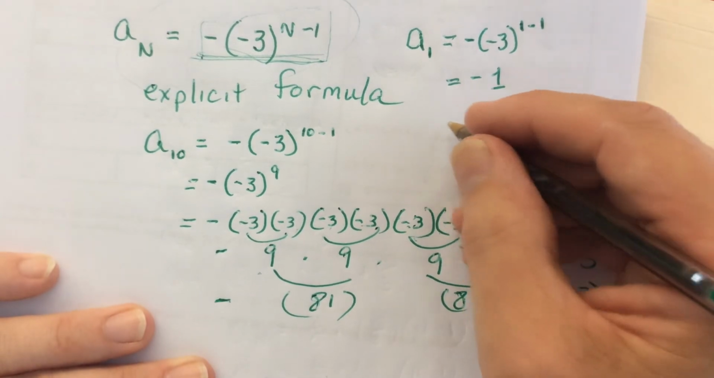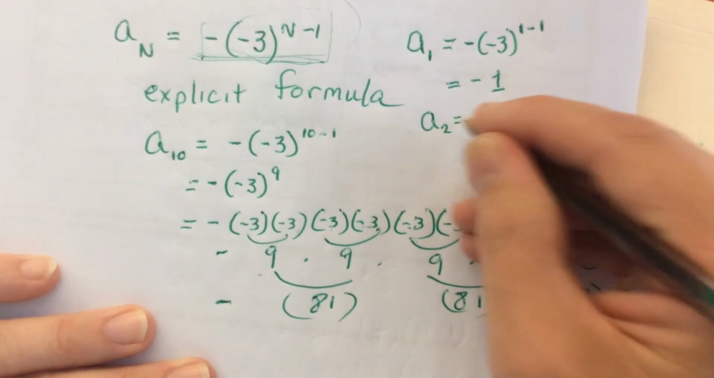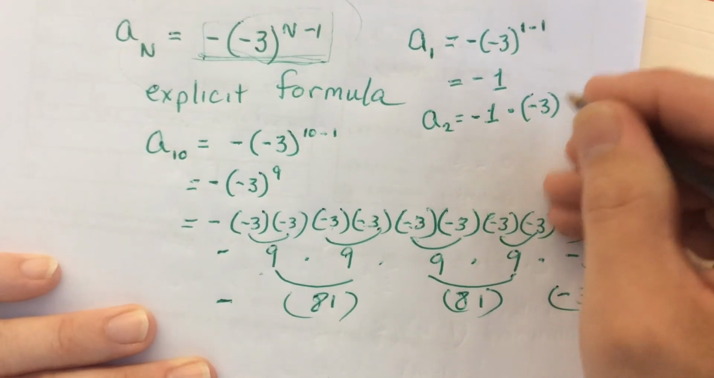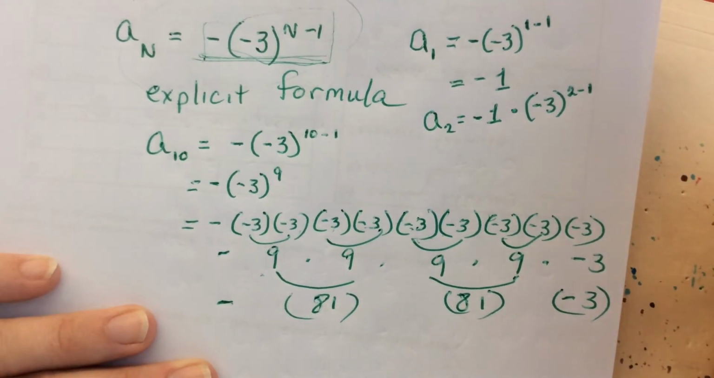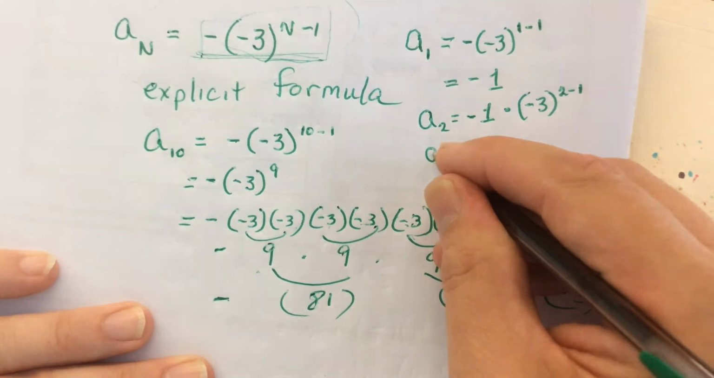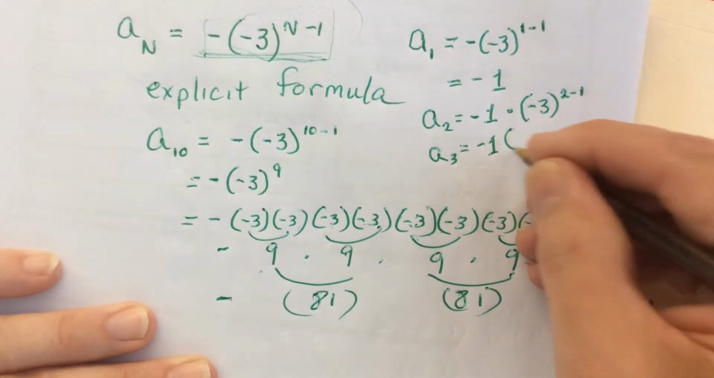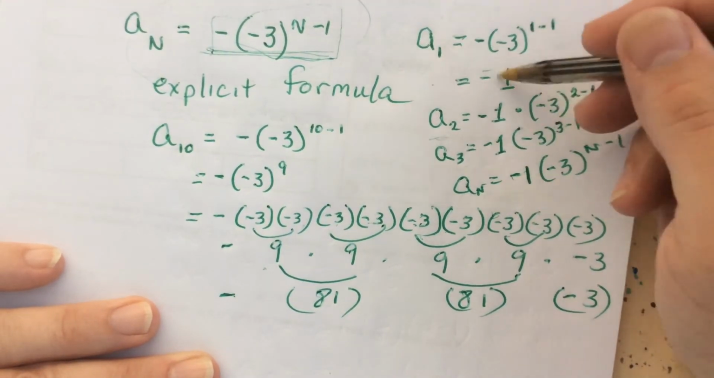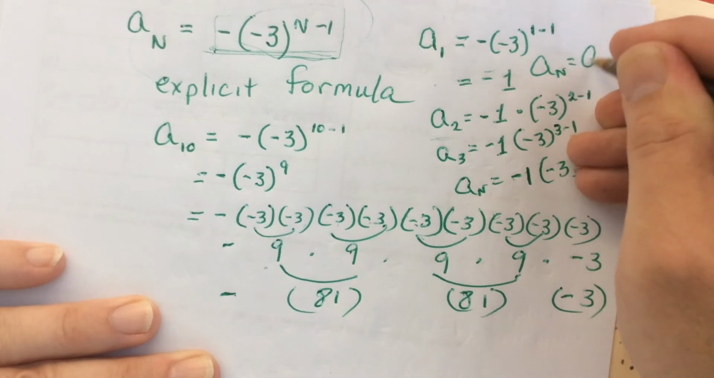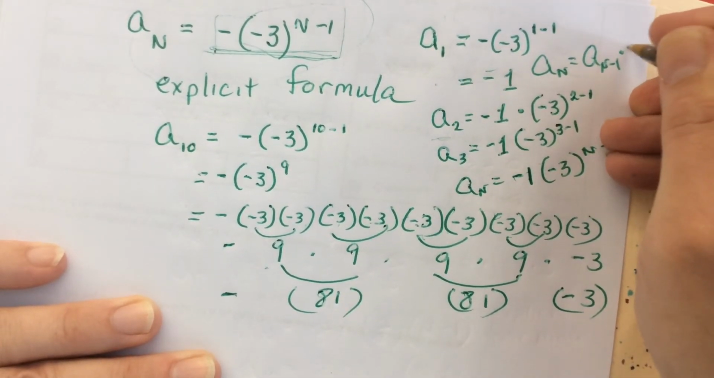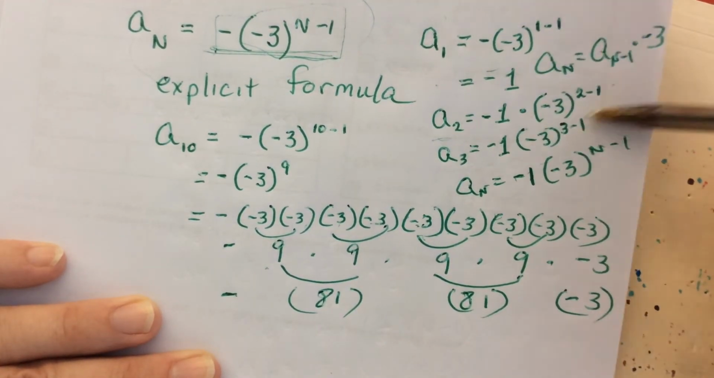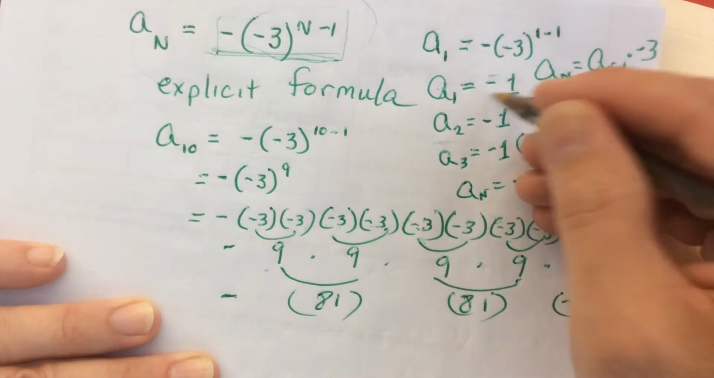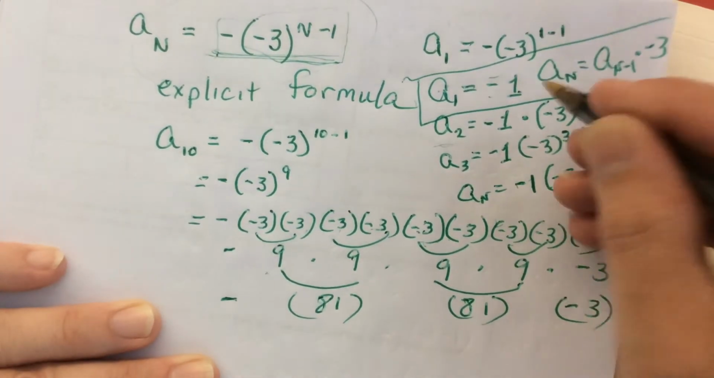After that, what happens? If I want a2, it's going to be -1 times -3 to the 2 minus 1. And then after that, a3 is equal to -1 times -3 to the 3 minus 1. Basically, what's happening here is for each one, I'm taking the one that came before and multiplying it by -3 again. For each one of these, I'm just multiplying it by -3 again. So a1 is equal to -1, and then all the others are the previous one times -3.